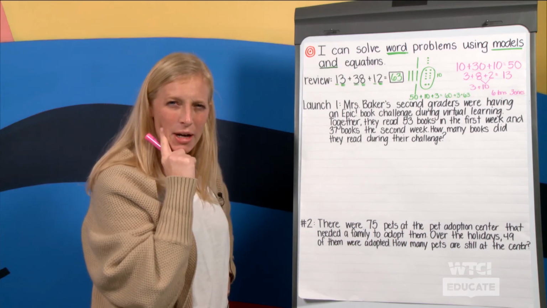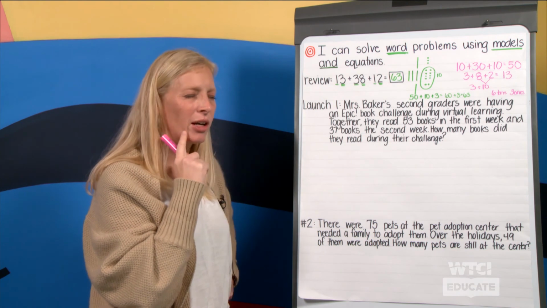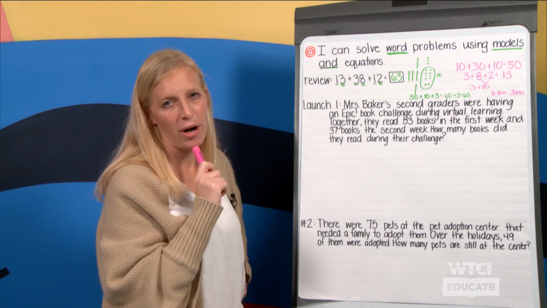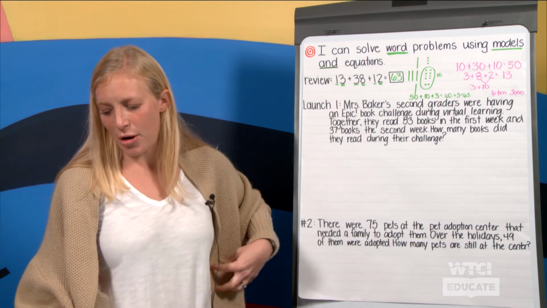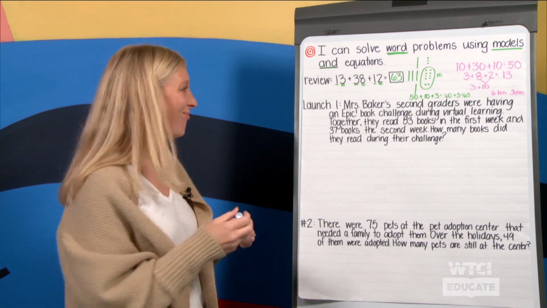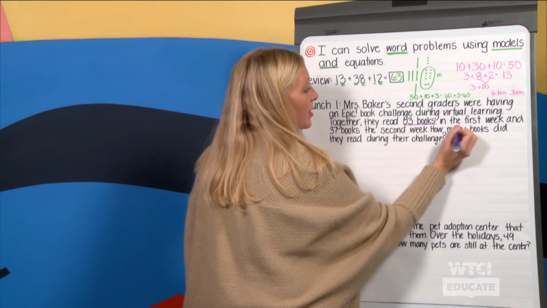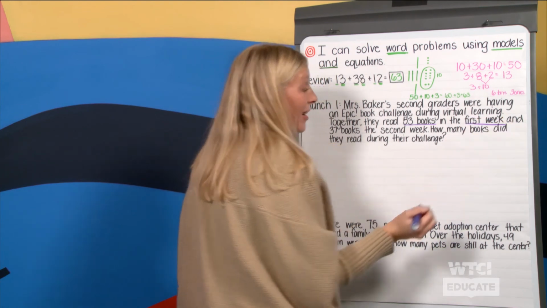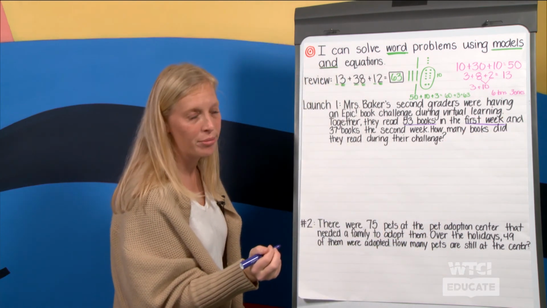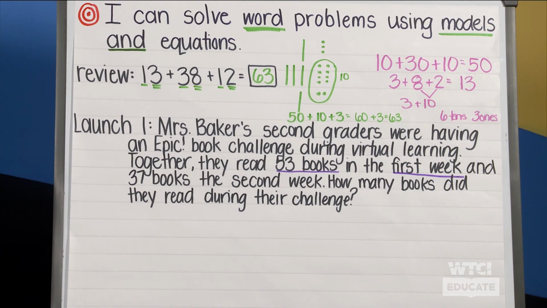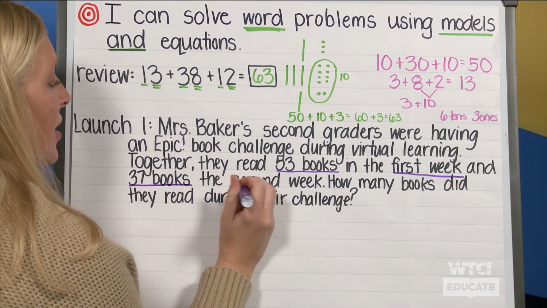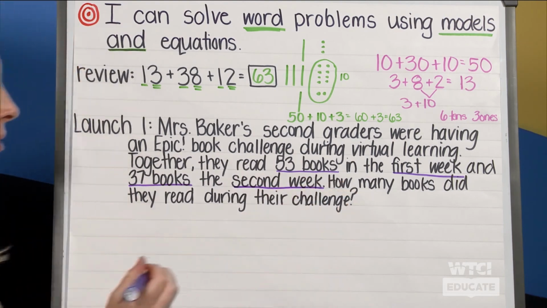What do we already know? And that's something I ask my second graders all the time when we're doing word problems. What do we already know from this story? You got it. They read 53 books during that first week, and I love to underline in my story problem. What else do we already know? They read 37 books the second week.